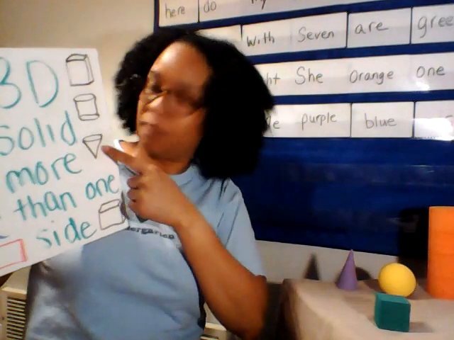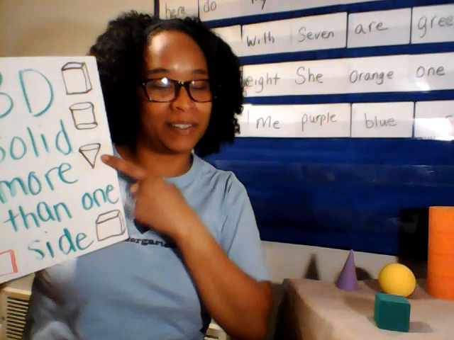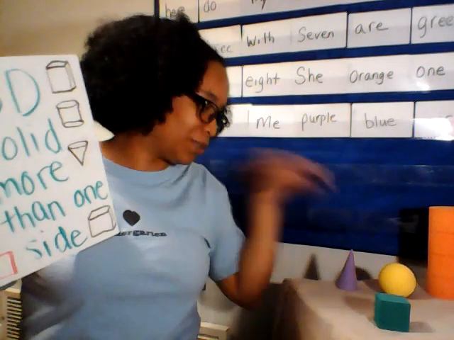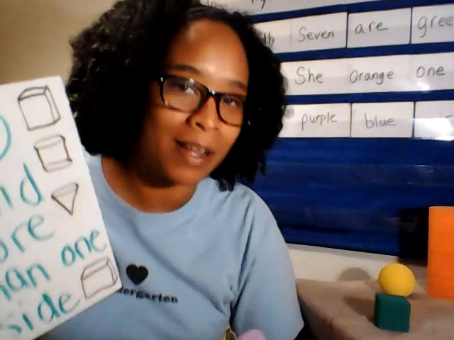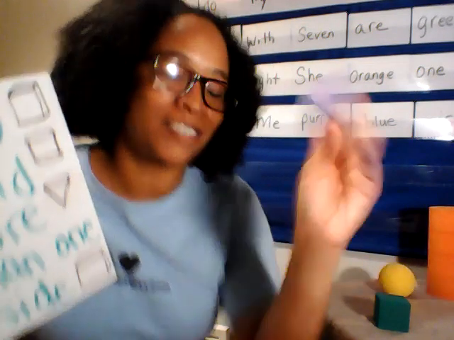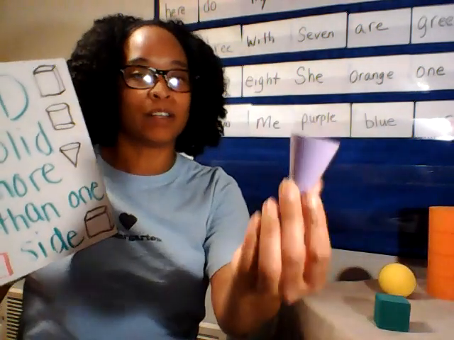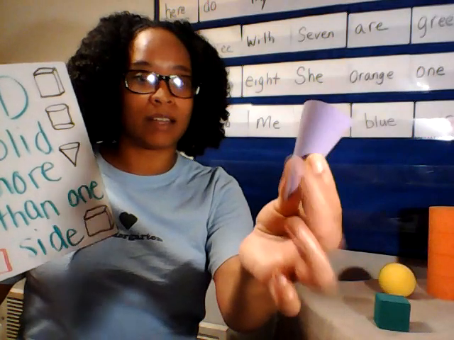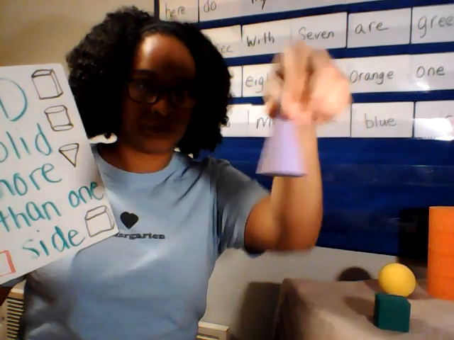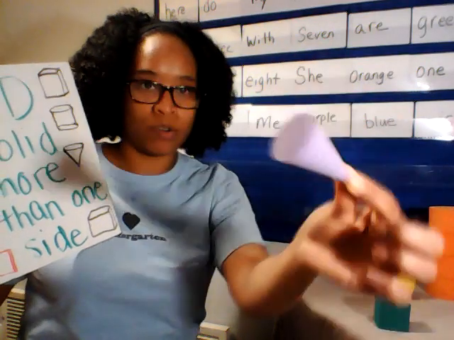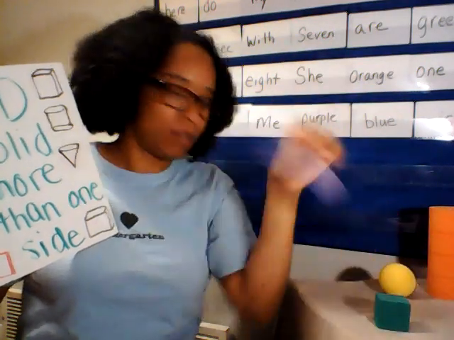Another 3D shape. Oh, you might know what that is. A cone. You are correct. A lot of us like to eat what on a cone? Ice cream. You are correct. So a cone has an around and a bottom. So more than one side we can see on a cone.